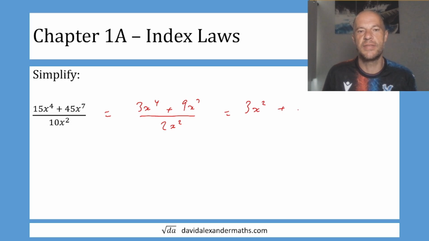9x to the 7 divided by x squared, we'll leave the 9. X to the 7 divided by x squared is x to the power of 7 take away 2, which is x to the power of 5. And 2x squared divided by x squared will just result in a 2.